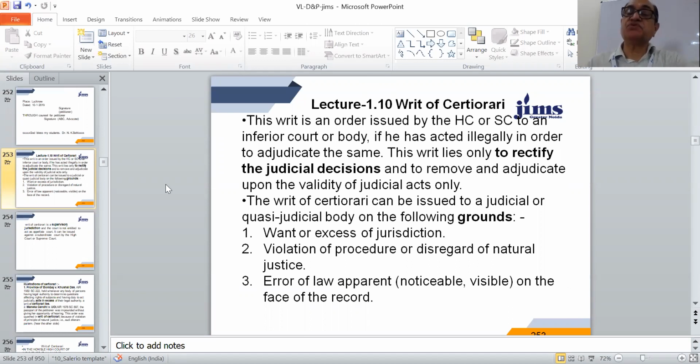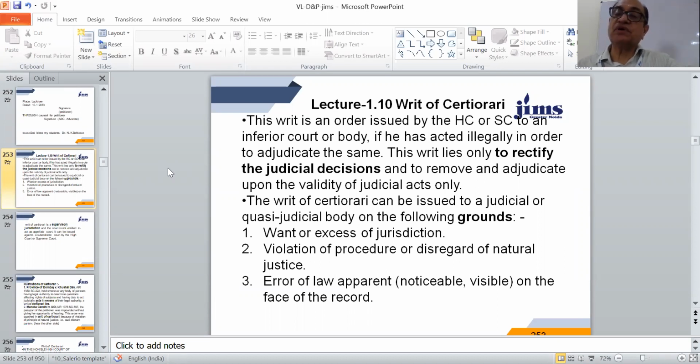Then second ground which you can take up while drafting this writ is violation of procedure or disregard of natural justice. The procedure prescribed by law is violated by the lower court, or the principles of natural justice like audi alteram partem, here the other party was not heard and order was passed against him. So this is disregard of natural justice or violation of procedure prescribed by law.